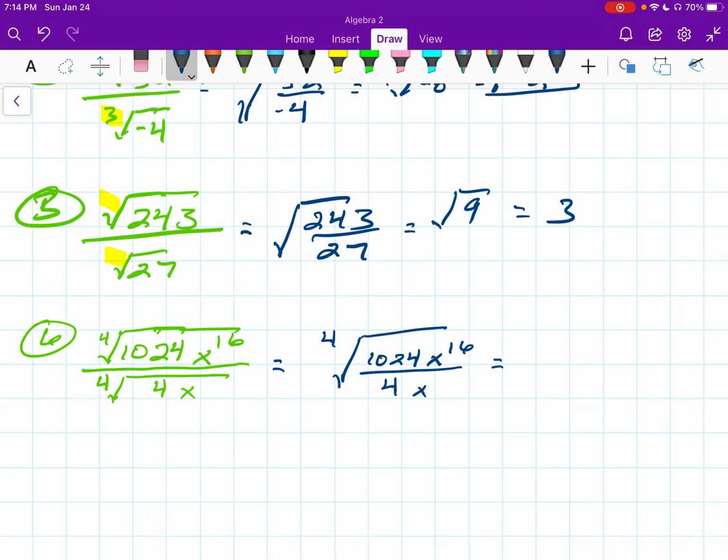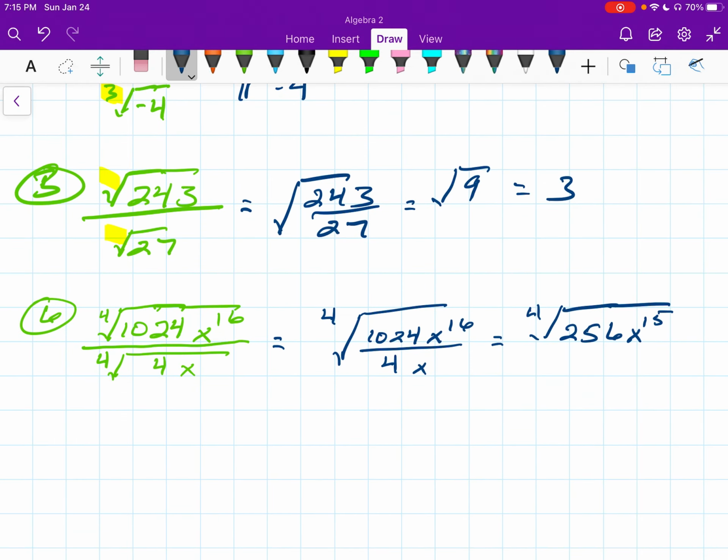Our rules apply just like before, where we'd have a variable on the top and bottom of a fraction. So we're going to reduce here, and we'd have the fourth root of, what do we have? 256 x to the 15th, right? One x cancels from top and bottom. From that, the fourth root of 256 is 4. And then our x's, well, I'll just leave them under there for just a second. The fourth root of x to the 15th.